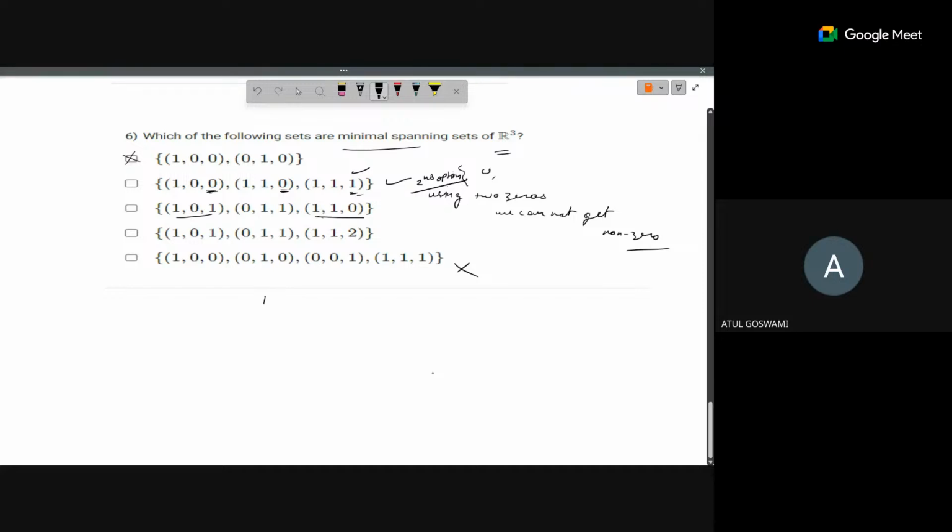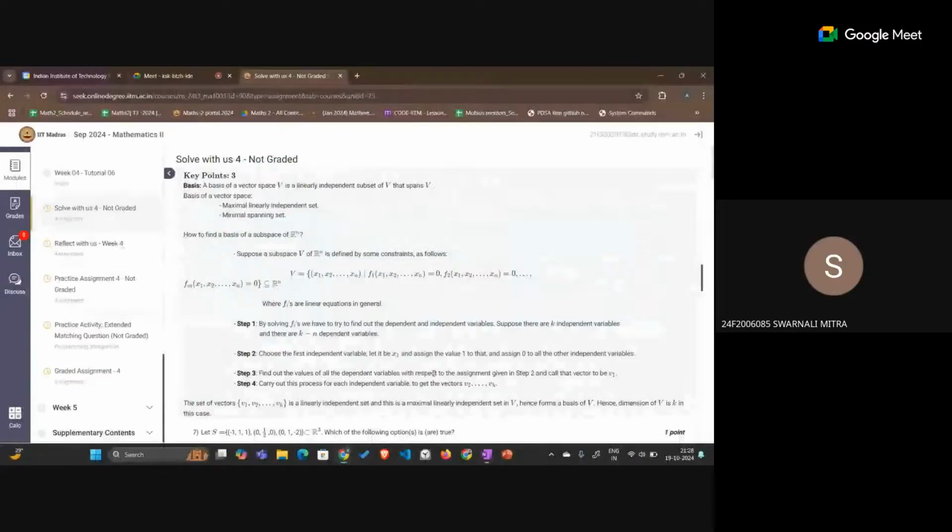I'm saying the third is dependent and the fourth is independent. First and second combine to form the third vector. The fourth option is independent. So the fourth option is the correct answer. The third option isn't correct, right? That's what I'm saying. Yes, sir.